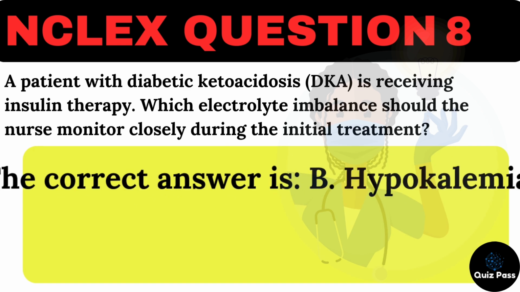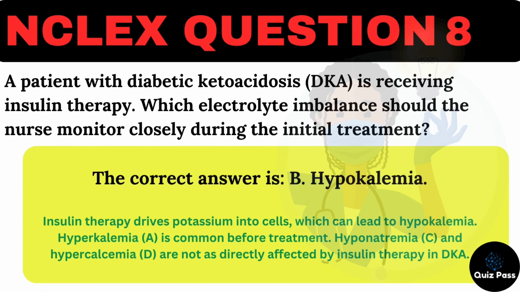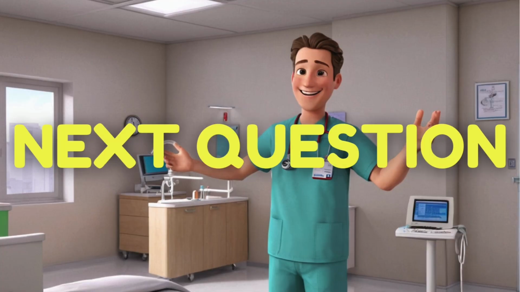The correct answer is B. Hypokalemia. Insulin therapy drives potassium into cells, which can lead to hypokalemia. Hyperkalemia, A, is common before treatment. Hyponatremia, C, and hypercalcemia, D, are not as directly affected by insulin therapy in DKA.